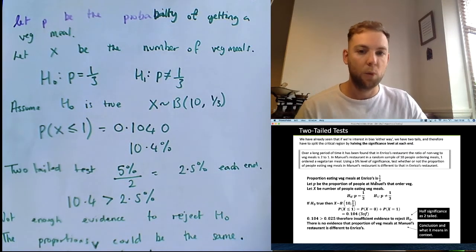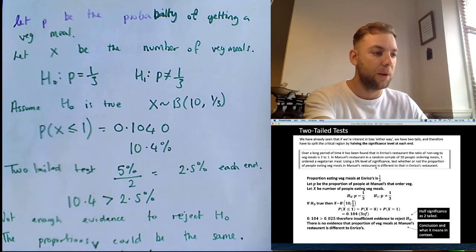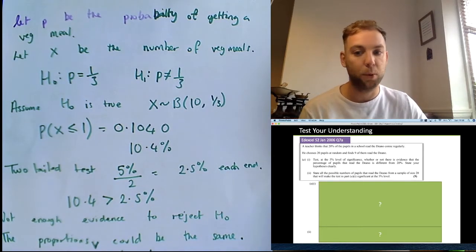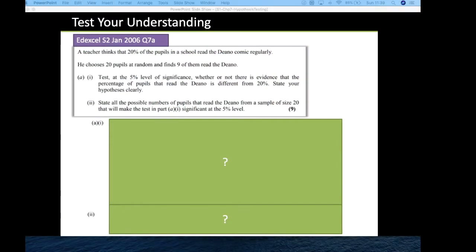Okay, we've got one final question to do on two-tailed tests. It's a past paper question. I'm going to suggest that you pause and have a go at this one yourself. So pause now and have a little go at that. So let's have a look at this one together then.